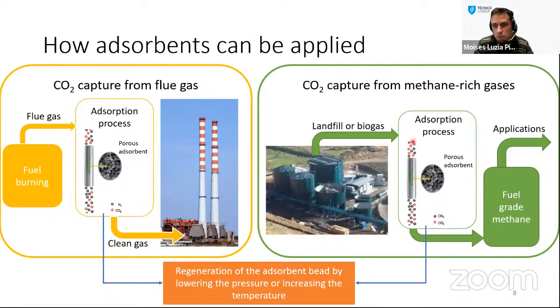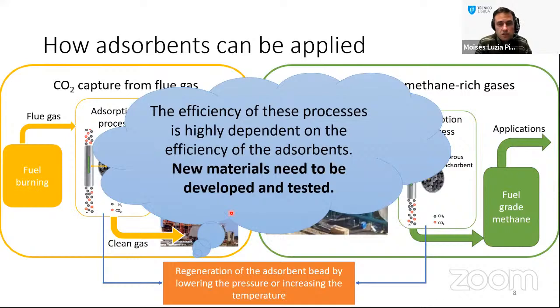In this case, we are aiming to separate methane from CO2. But as you see, the porous adsorbent is at the heart of the system. Regeneration of the adsorbent bed by lowering the pressure or increasing the temperature can be done. This is very important from the process point of view, because it means that we can reuse these materials in several cycles. Of course, the efficiency of these processes is highly dependent on the efficiency of the adsorbents.